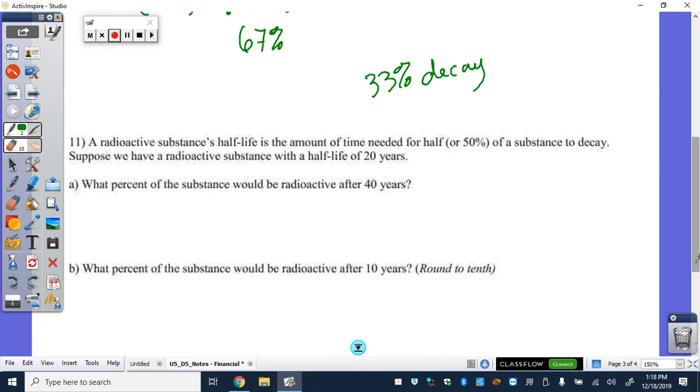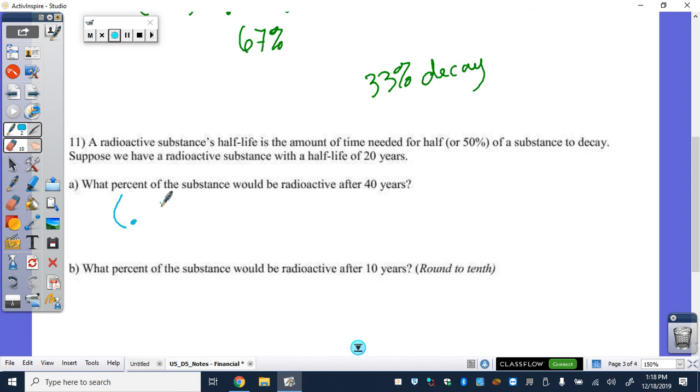Last one, half-life. Radioactive substances' half-life is the amount of time needed for half of the substance to decay. So suppose we have a radioactive substance with a half-life of 20 years. So 20 years, it's a long time. What percent of the substance would be radioactive after 40 years?